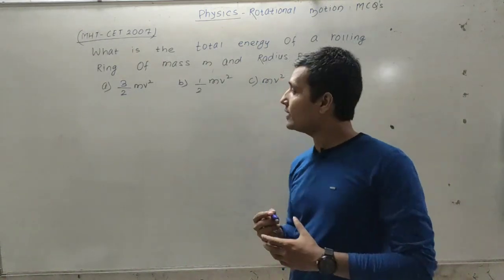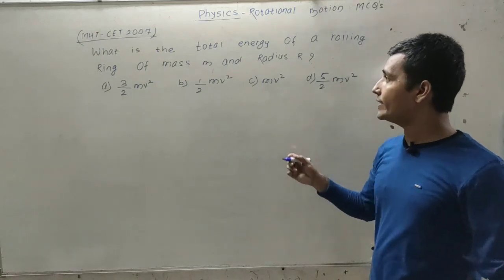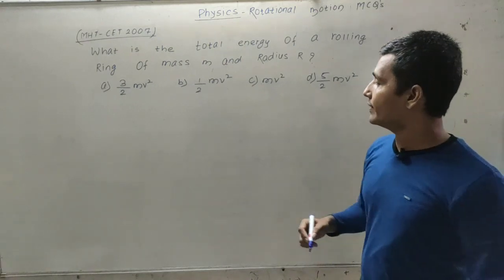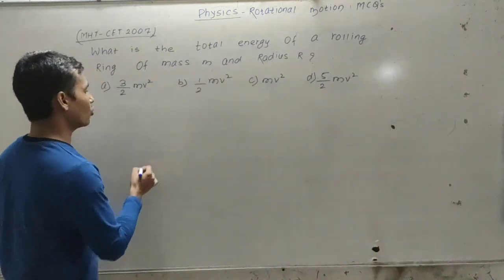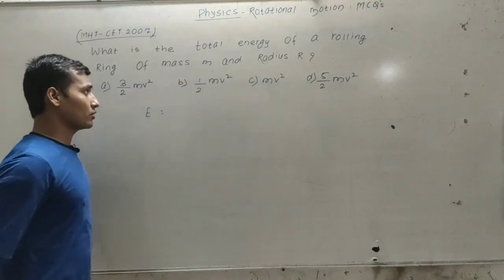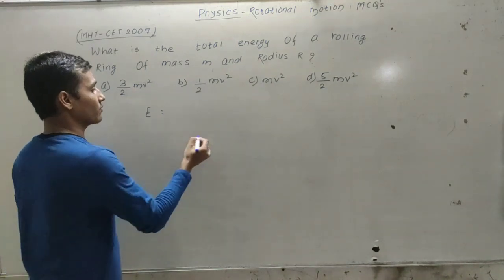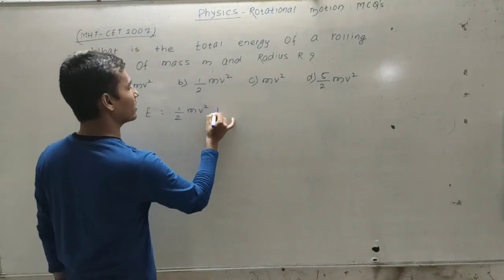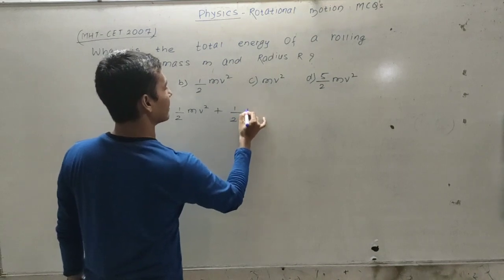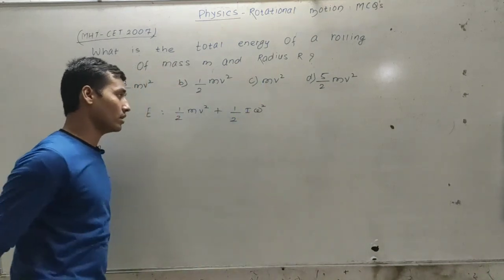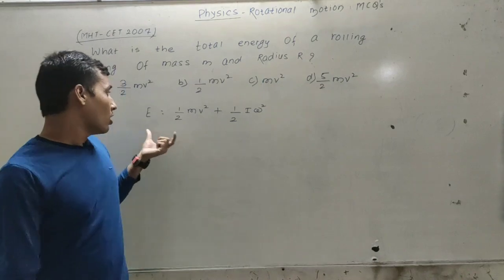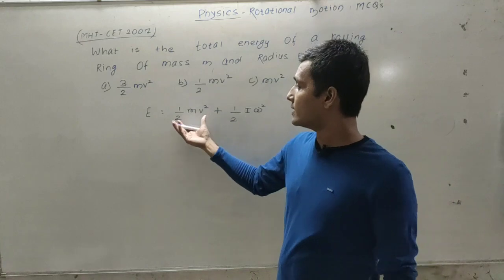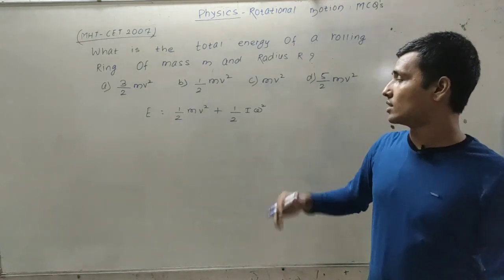So our next problem is, what is the total energy of a rolling ring of mass m and radius r? So we have to find the total energy. We know that the total kinetic energy will be the translational kinetic energy, that is 1 by 2 mv square, and rotational kinetic energy, that is 1 by 2 I omega square. So whenever we have to find the total energy, we have to take the sum of the translational kinetic energy and the rotational kinetic energy.